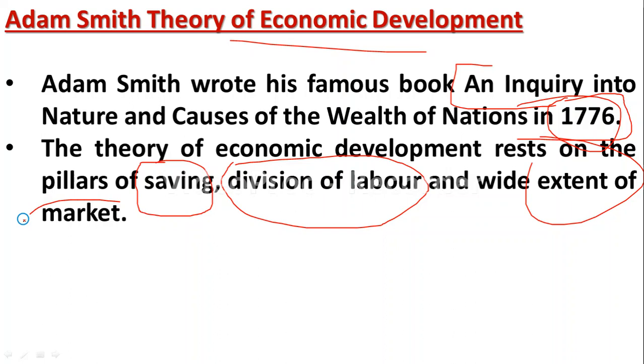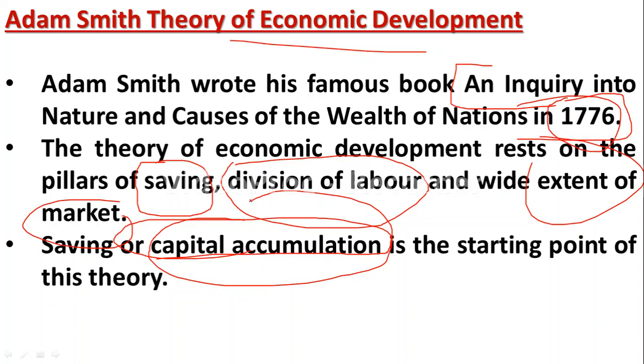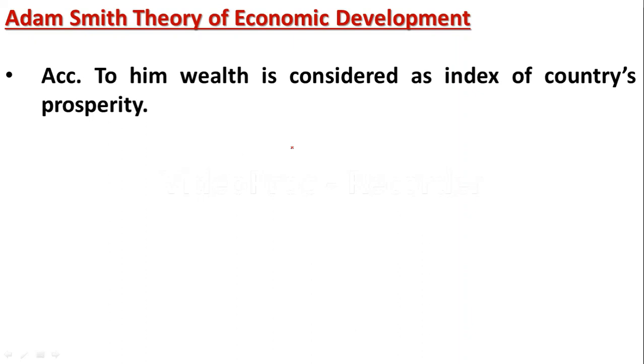According to Adam Smith, saving or capital accumulation is the starting point of the theory. With more capital accumulation, a nation will develop. So Adam Smith gave more importance to capital accumulation. According to him, wealth is considered an index of the country's prosperity. If there is more capital accumulation or wealth, then the country will be developed. If there is less wealth, then the country is still developing or underdeveloped.